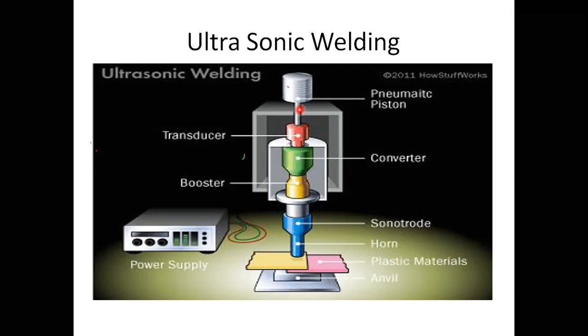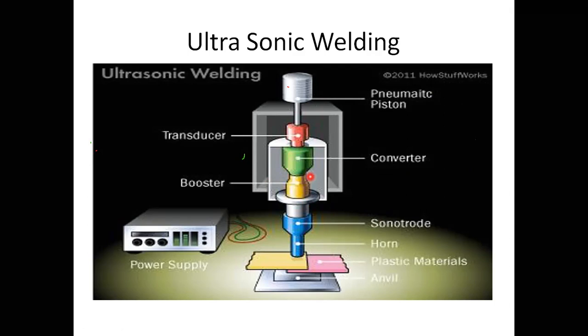So sometimes a question arises, if you want to join dissimilar metals, for lap joining, which type of electrode, which type of welding do you prefer? This is the ultrasonic welding. Okay. Now I am going to talk about the advantages.